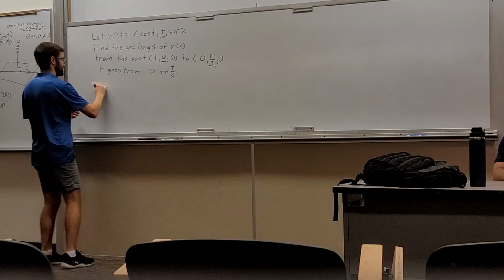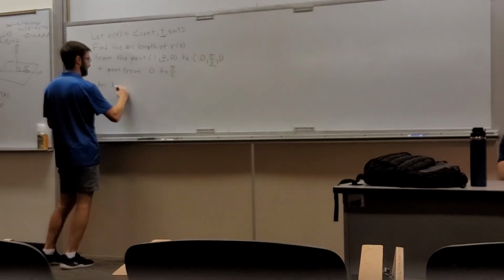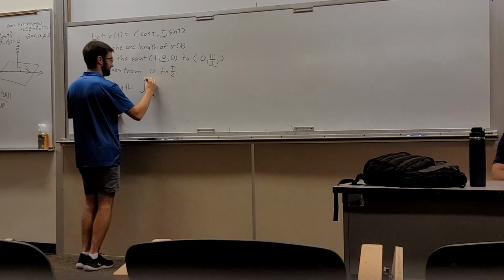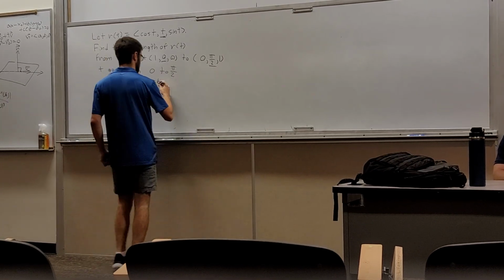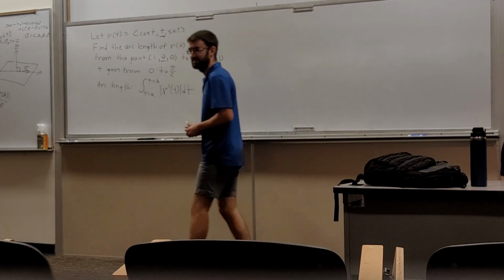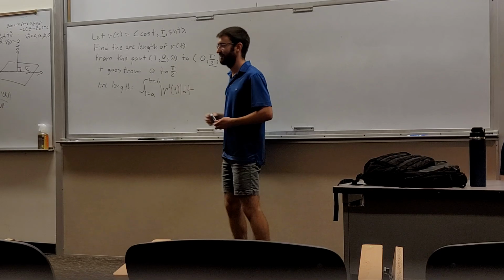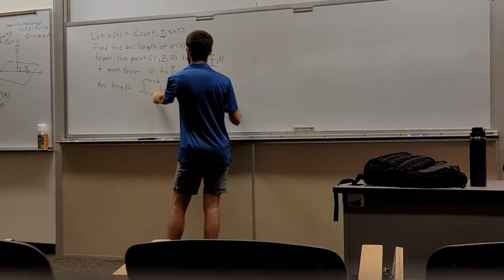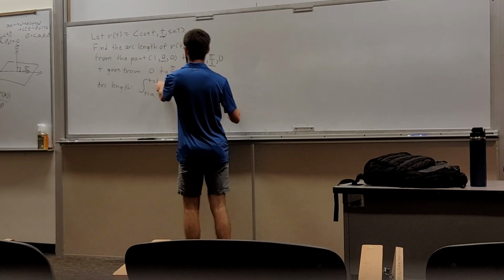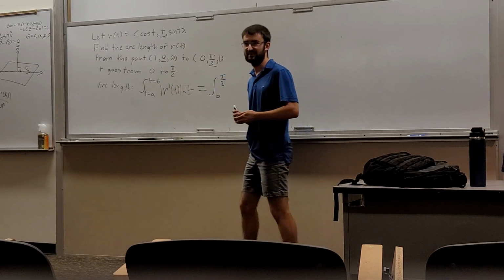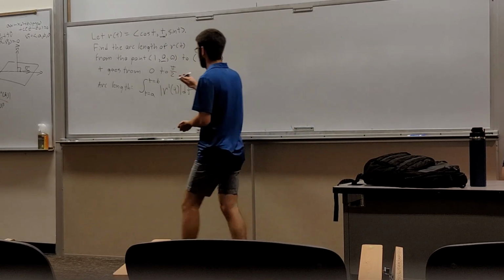So what we'll do is use the formula for arc length. It'll be the integral from t equals a to t equals b of the length of r prime of t, dt. Does everyone remember this? Great. So a is going to be 0, and b is going to be pi over 2. We need to find r prime of t, and then take its magnitude.